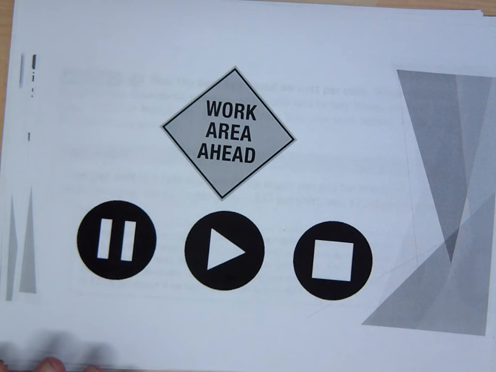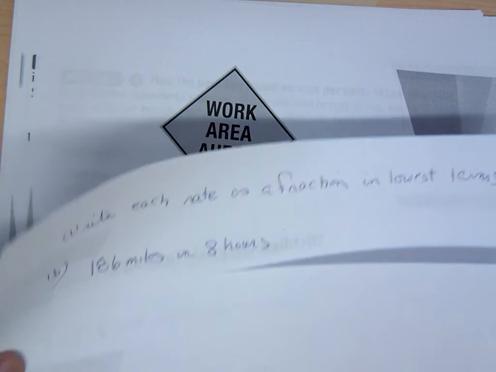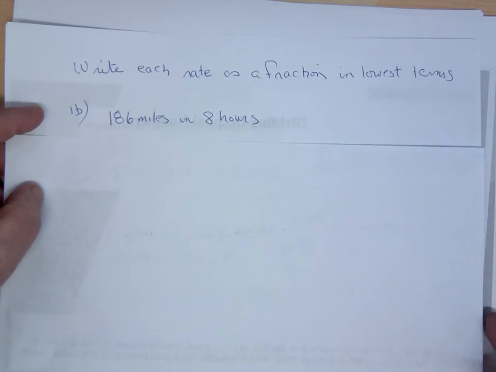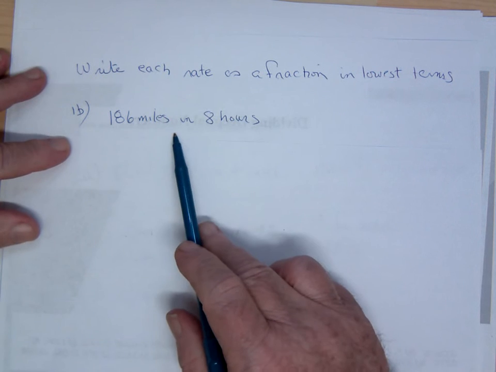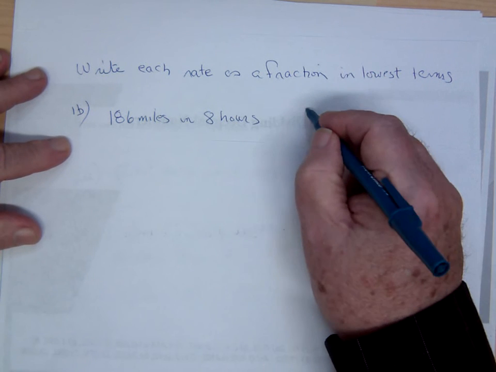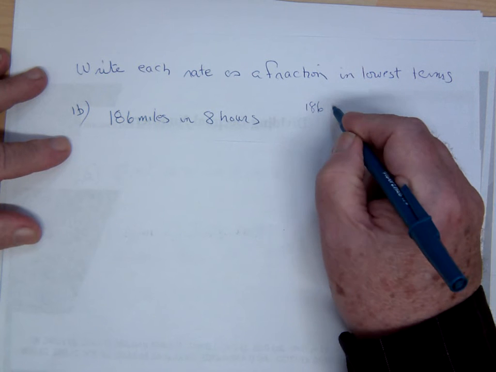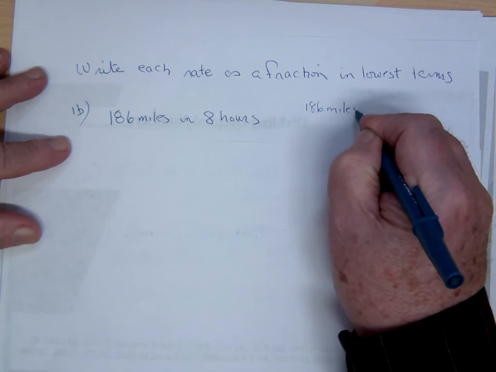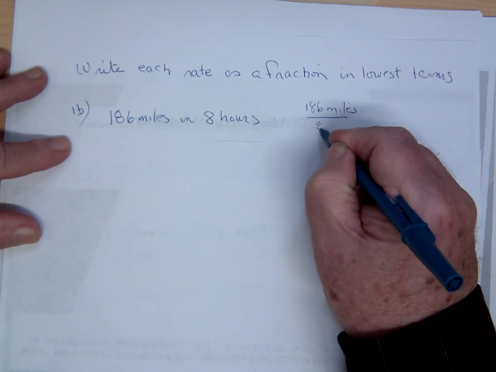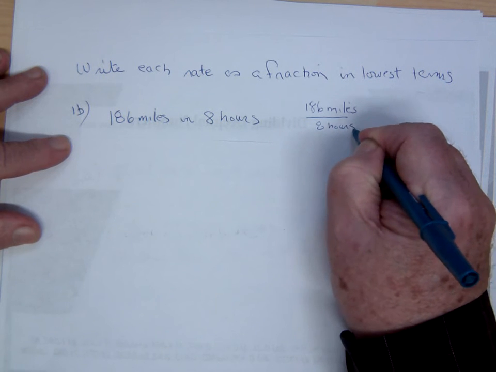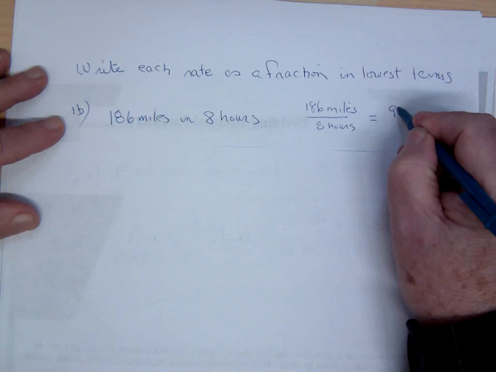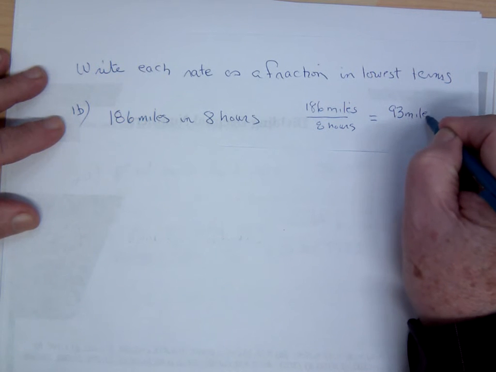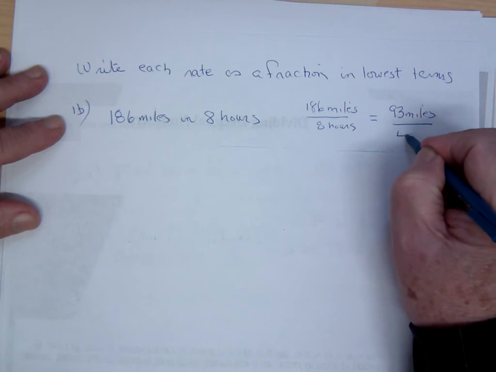So we're about ready to move to a work area, but before, let's do some problems. Let's look at this problem where we're writing each rate as a fraction in lowest terms. We have 186 miles in 8 hours, so we're going to say this is 186 miles divided by 8 hours. Now 2 will go into both of these numbers, and so in lowest terms this will be 93 miles in 4 hours.